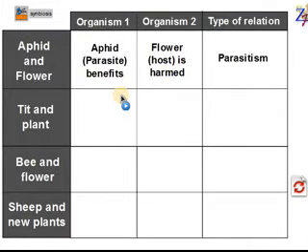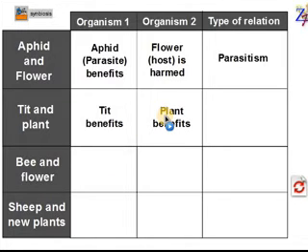let's take the other example, tit and plant. If we remember the tit and the plant, the bird which eats the caterpillar, we can say here that the tit benefits because it eats, it's getting its food. At the same time, also the plant benefits because the tit, when it eats the caterpillar, it saves the plant and rids it from the insect pests, as we said. So here, the type of relation is not parasitism, it is called mutualism. So mutualism is when both organisms benefit. For example, here the tit benefits and the plant benefits, we call it mutualism.